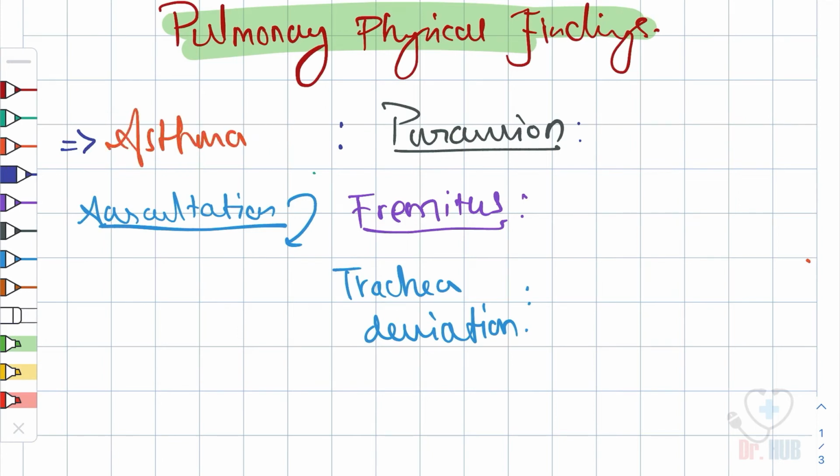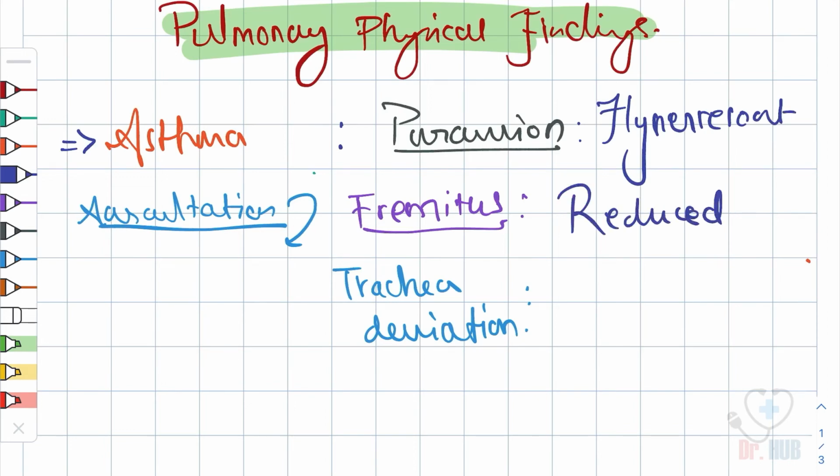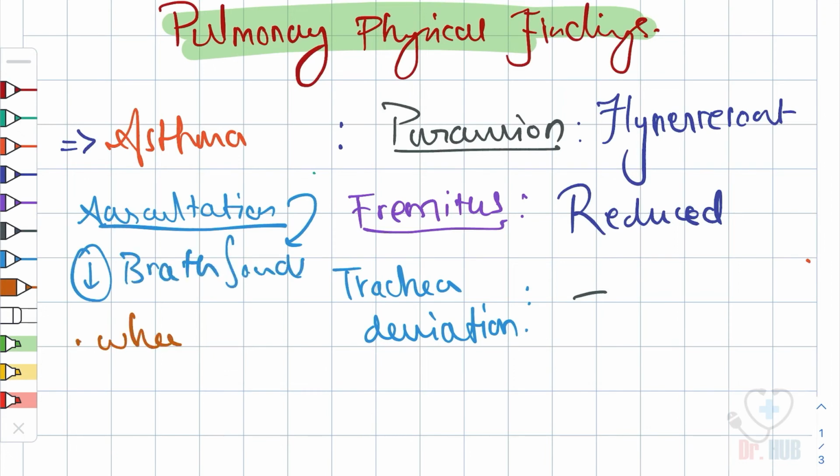Asthma. On percussion, it is hyperresonant. Fremitus is reduced. Tracheal deviation is not very prominent, and auscultatory findings being decreased breath sounds and positive wheezing.